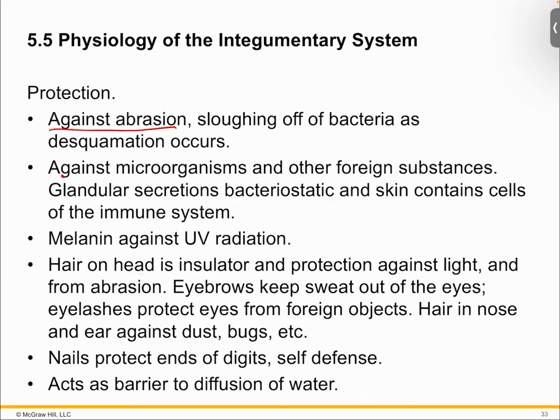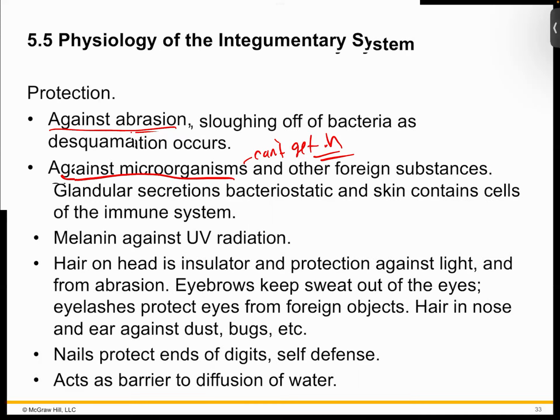It's also going to protect you against microorganisms, right? So they basically can't get in. So if they can't get in, then you're protected from those microorganisms. If all you have is exposed muscle, bacteria, free entrance, right? So that's a big thing. Also, the glandular secretions we mentioned have some sort of antibacterial properties to them, right?